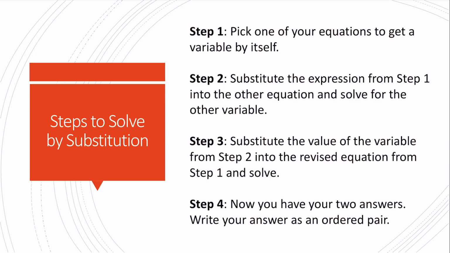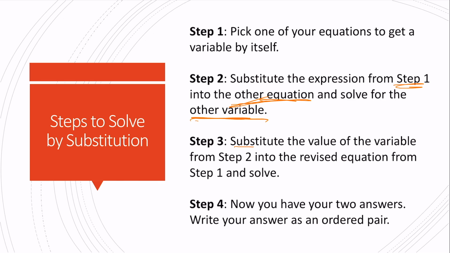So we've used substitution before to solve problems, for example, those perimeter word problems. But the first step that we're going to do is pick one of our equations and get the variable by itself. We need to isolate the variable. We could then substitute our expression from step one into our other equation. So we've got two equations. Into our second equation is what we're going to substitute into. That should give us an equation in one variable, and we can solve.